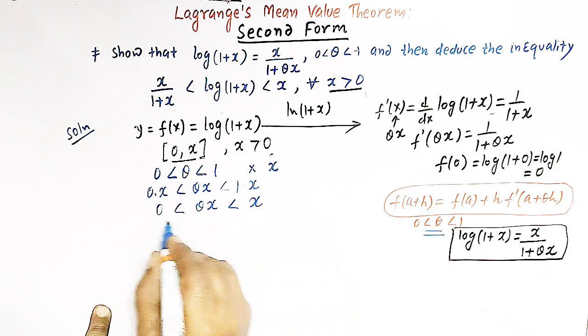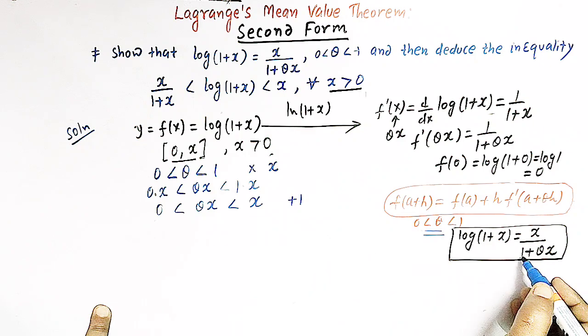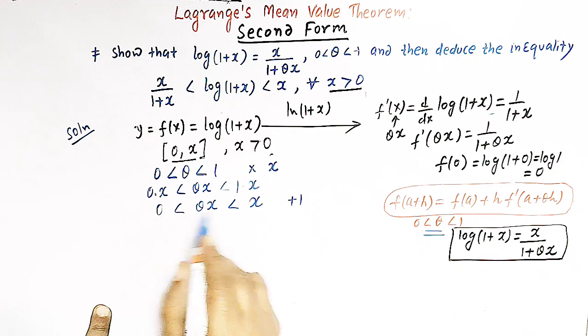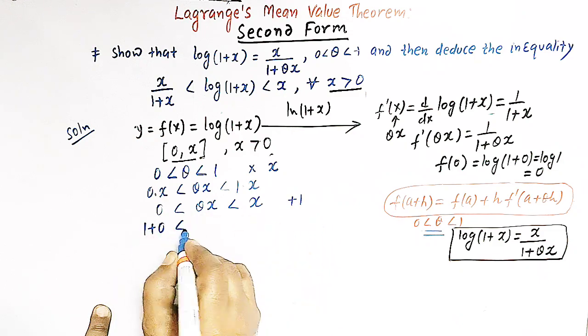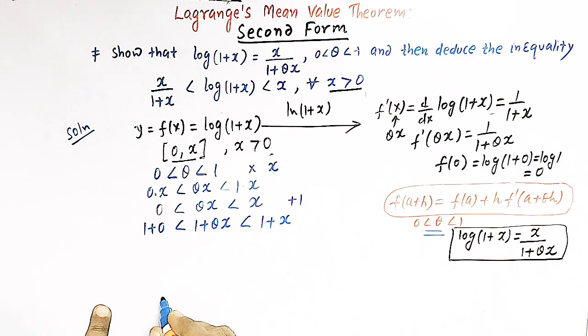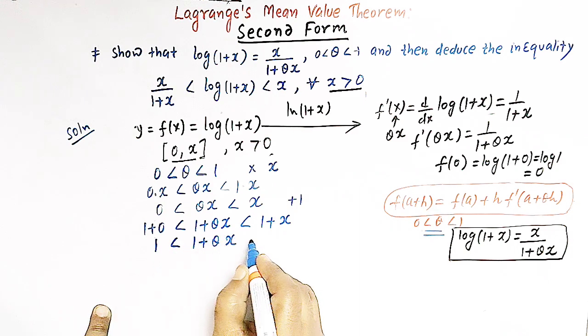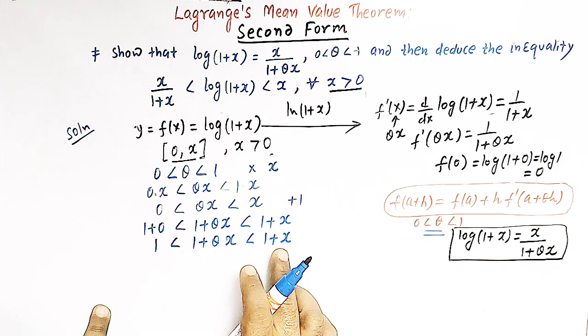Now let us add 1 throughout this inequality, because here we need to find out 1 plus theta x. So let us add 1 throughout. So here we have 1 plus 0, here we have 1 plus theta x, and here we have 1 plus x, right? So 1 plus 0 is 1, and here we have 1 plus theta x, and here we have 1 plus x, right?